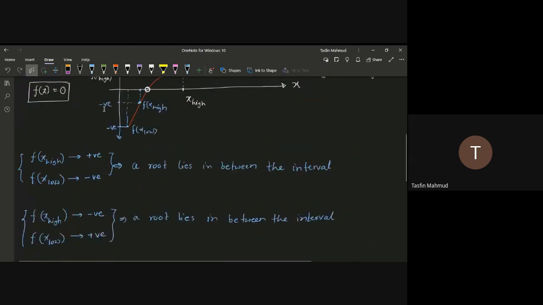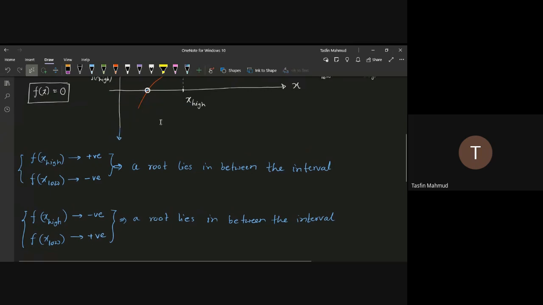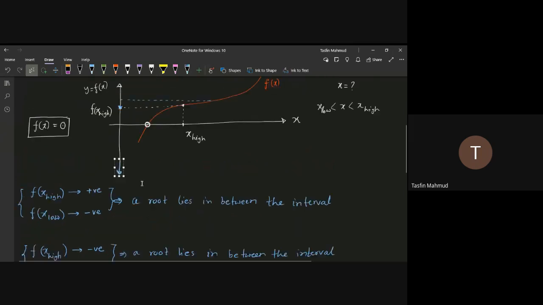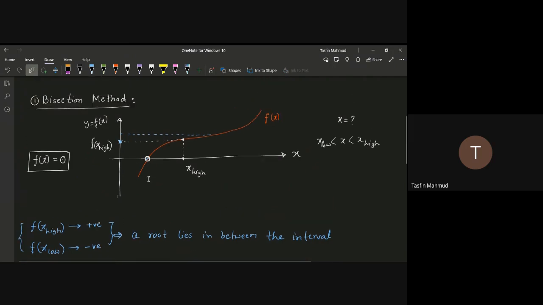So the only case where we can find the root is where we have an alternation of the sign of the function value. Okay, so let's extend the graph once again. So we will get function value for this type of scenario only.